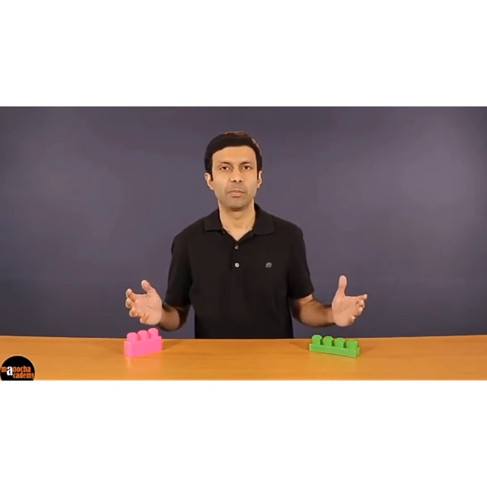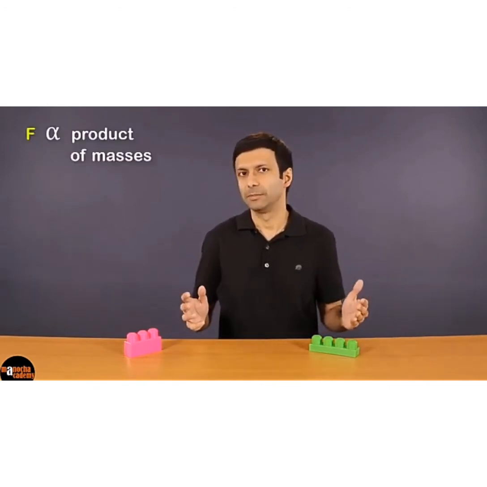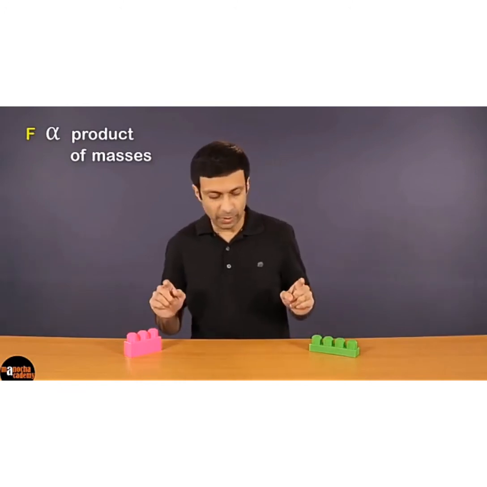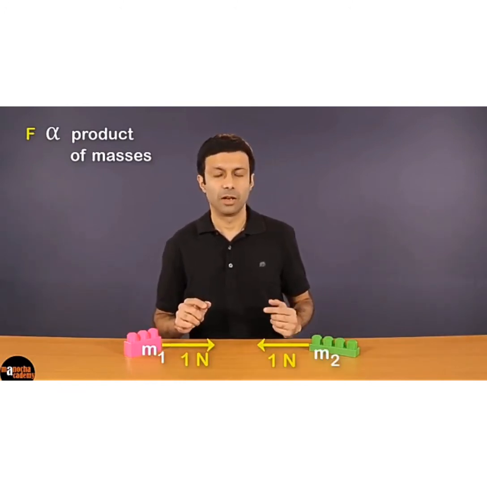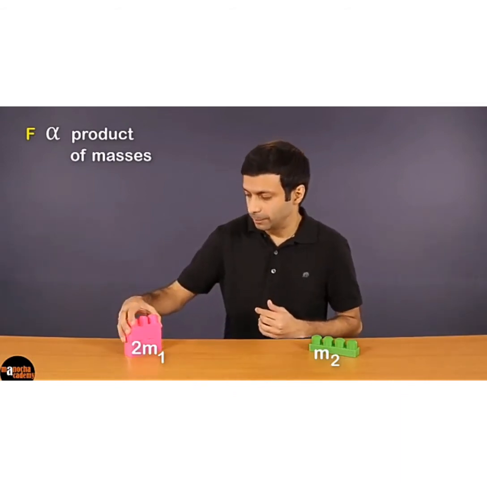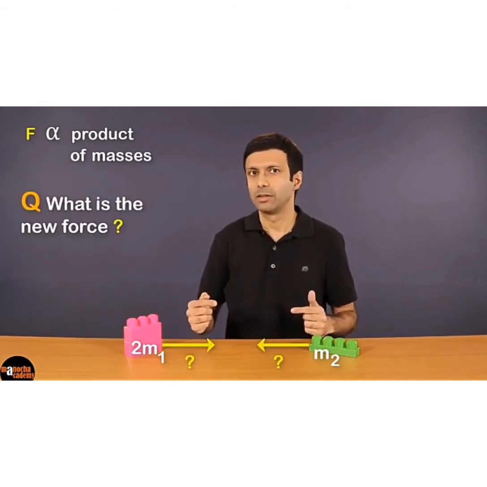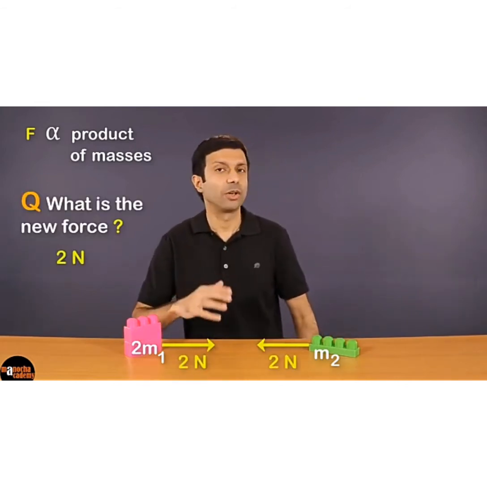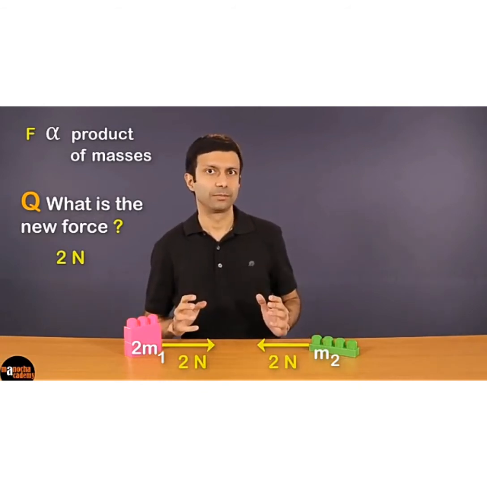Force is directly proportional to the masses. What does this statement mean? So let's say the force between these 2 blocks is 1 Newton. Now if I double this mass, so I'm going to add another block here. So what's going to be the new force between the blocks? That's right, it's going to get doubled. So the force will be 2 Newton.